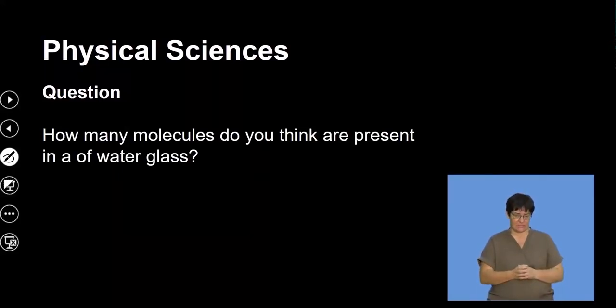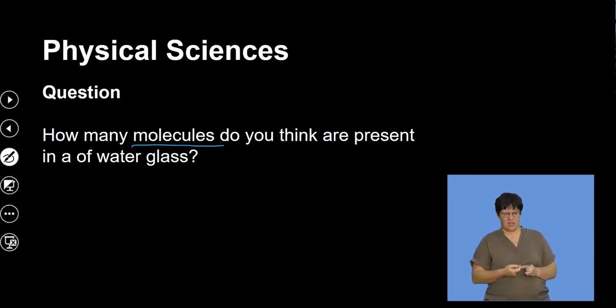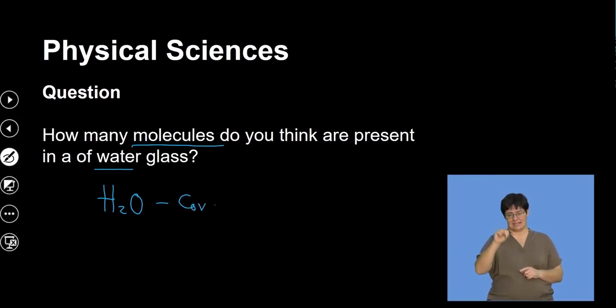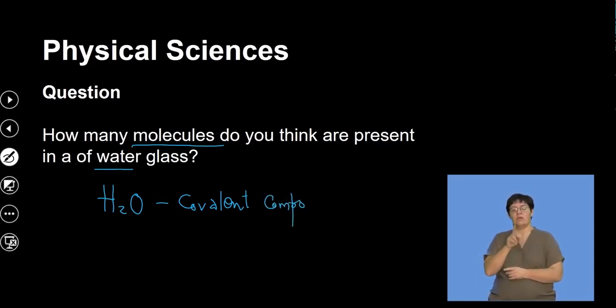Now, the question here is, how many molecules do you think are present in a glass of water? We're talking about molecules. Why are we saying molecules while referring to water? Okay, what's the formula for water? H2O, okay? Why are we saying this is a molecule? This is a covalent compound, right? Let's just break it down so that we understand the question in the right context. So this is a covalent compound. That's why we can refer to it as a molecule.